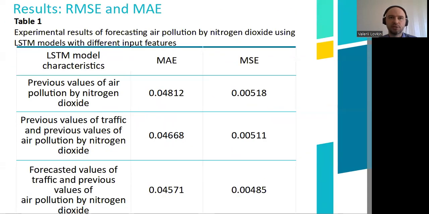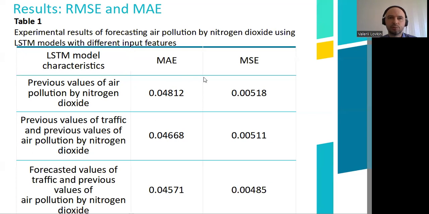My experimental investigation compares LSTM models with different input features. The first variant, which you see in the first row of the table, uses only values of air pollution by nitrogen dioxide for the previous hours. The second variant adds traffic values for the previous hours. The third variant is a result of the proposed approach application.